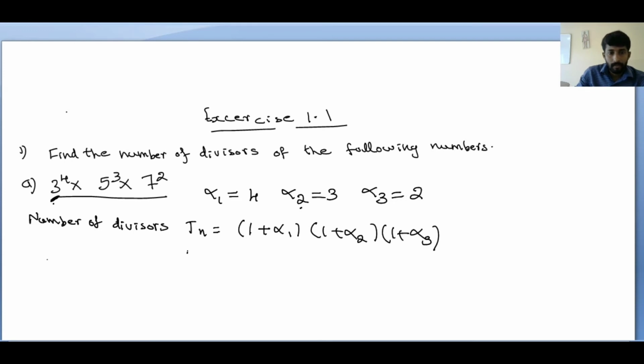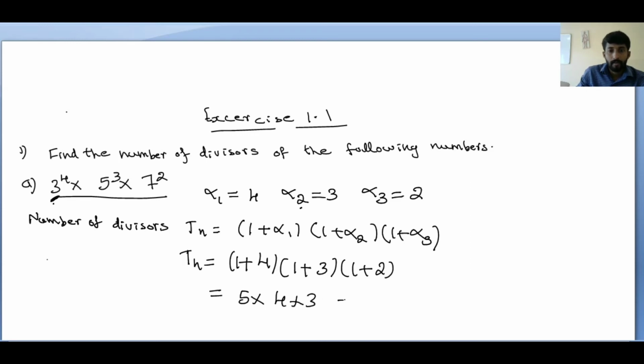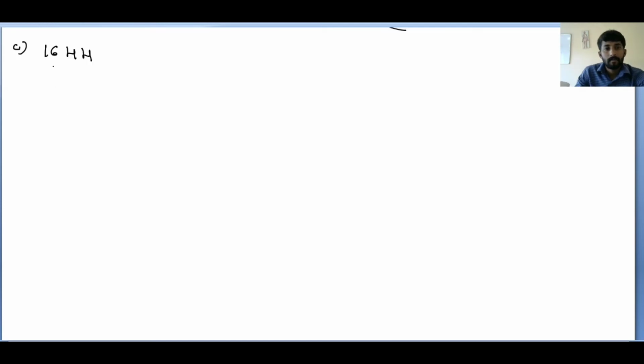Okay, now substitute. Tn is equal to 1 plus alpha 1 value is 4 into 1 plus 3 into 1 plus 2. Simplify this one, 5 into 4 into 3. 5 4s are 20, 20 3s are 60. Okay, so number of divisors is equal to 60. See the next question. Again you need to find the number of positive divisors of 1644.